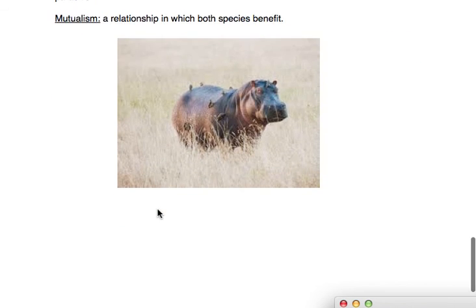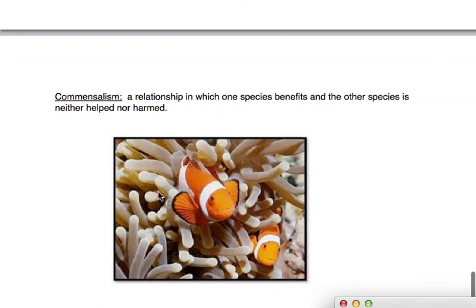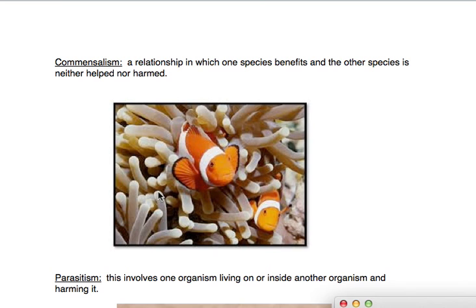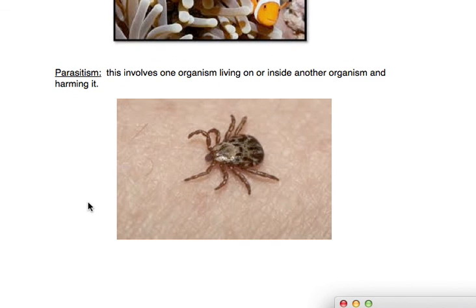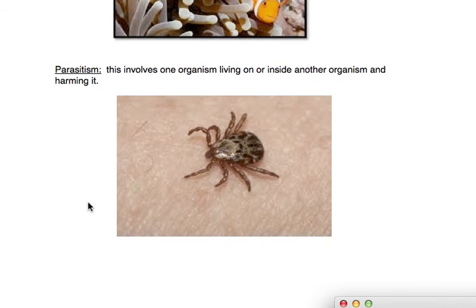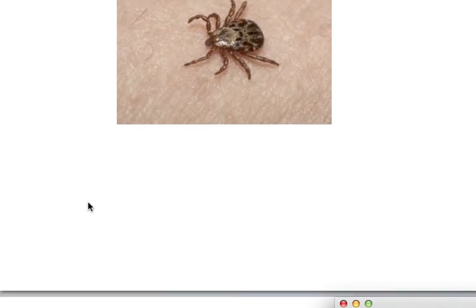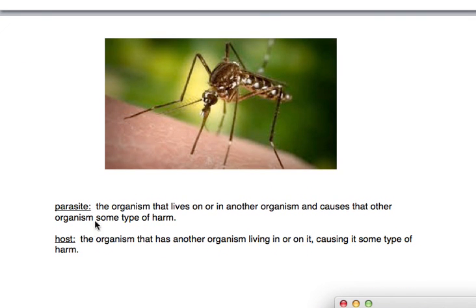Mutualism, where both species benefit. Commensalism, where one species benefits and the other is neither helped nor harmed. And then parasitism, where one organism lives in or on another and harms it. And we discussed that parasites are the organisms that live on or in another, and the hosts are the ones that have the parasite living in or on them.